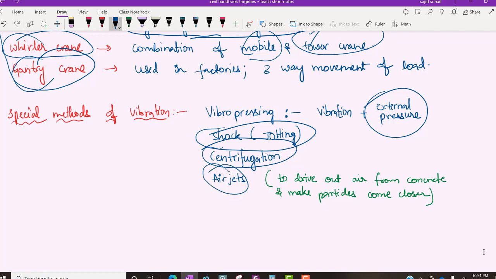Next is air jets. Air jets का क्या है, we have this air jets. Air jets क्यों use करते हैं, for example in concrete we will be having lot of air voids, right? So air jets लग के voids को निकाल देंगे so that my concrete will be compacted. End of story. These are the various special methods of vibration.